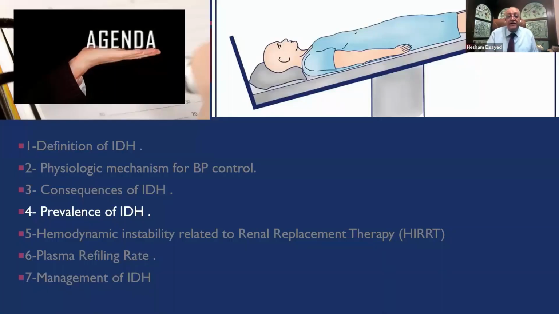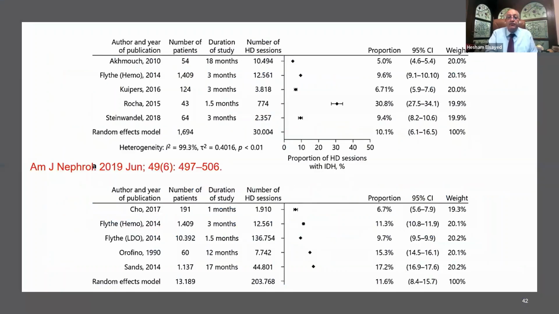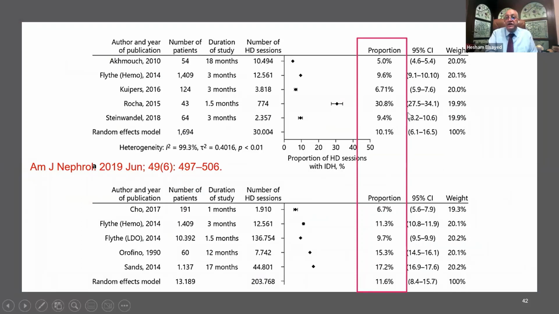What is the prevalence of intradialytic hypotension? There are a lot of studies, and the range differs, between 10 to 20% in patients with different variables. In the multi-center studies, and in systematic reviews and meta-analyses, the percentage usually lies between 10 to 20% per individual patient. But on the other hand, how many episodes of intradialytic hypotension each patient has is more critical than the global percentage.